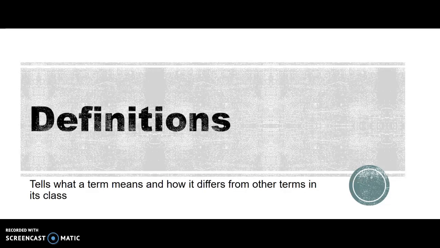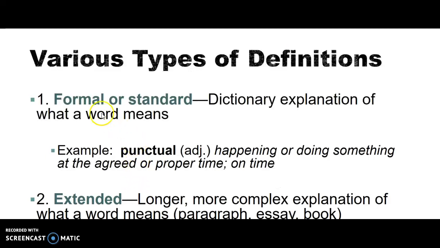Okay, but quickly, I wanted to go through the fact that there are a variety of types of definitions that were not covered by your reading material. So another type of definition is formal. Once again, we mentioned it as standard. It's the dictionary explanation for what a word means.